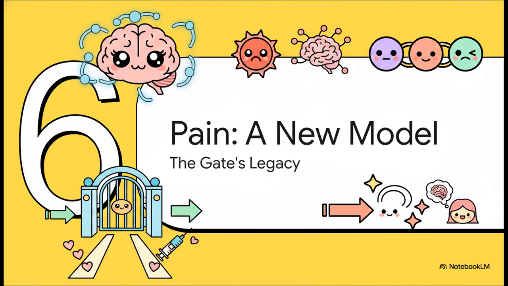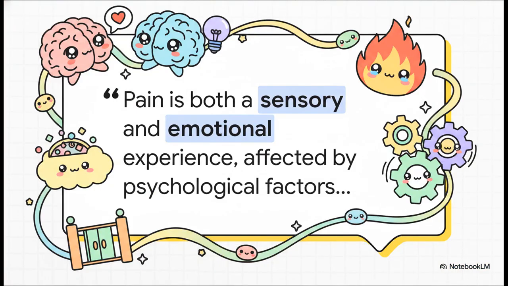So what's the big picture here? What is the lasting impact of this theory? Well, the greatest legacy of the gate control theory is that it fundamentally changed our entire model of what pain even is, moving it from a simple alarm to a complex personal experience. And this quote just says it all. Pain isn't just a raw sensation traveling up a wire. It's a full-on experience that is deeply shaped by our minds, our emotions, our past experiences, and our beliefs about it. The gate theory gave us the neurological framework to finally understand how that was possible.